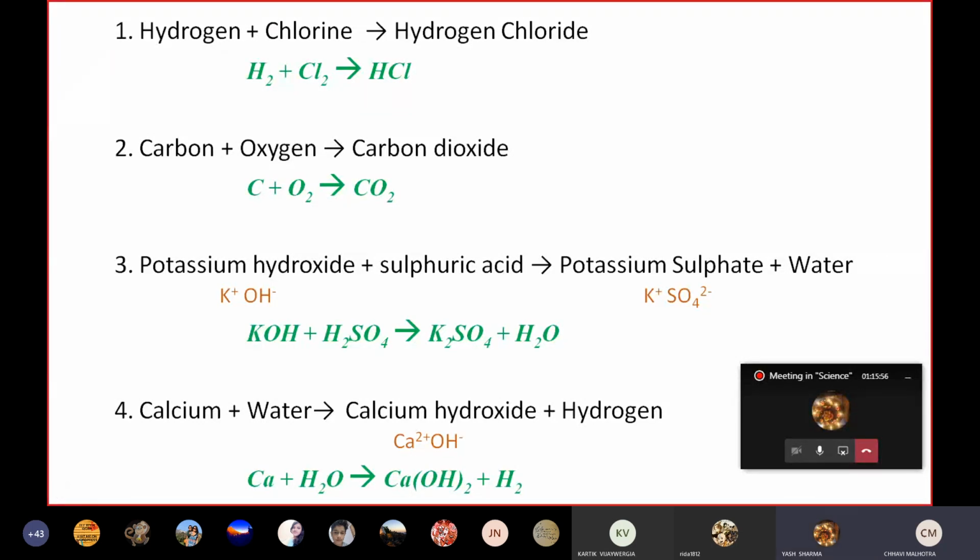Yes, ma'am. And has everyone understood this? Calcium is just represented with this symbol. Ca plus water is H2O. Gives calcium hydroxide, CaOH whole twice, and hydrogen is represented as H2.